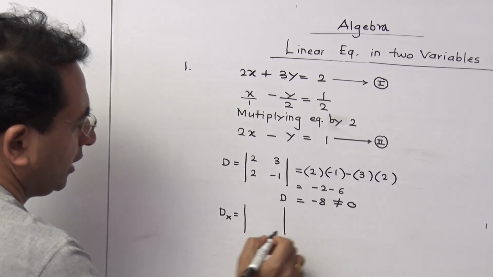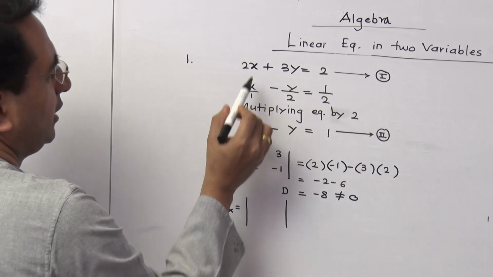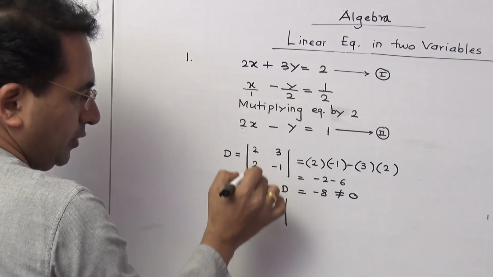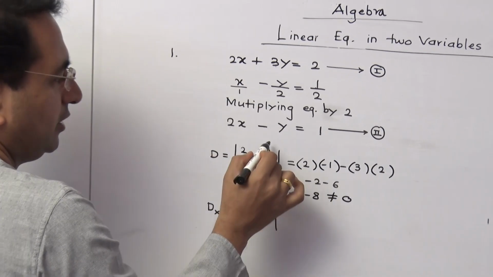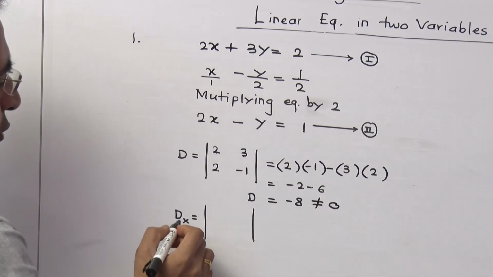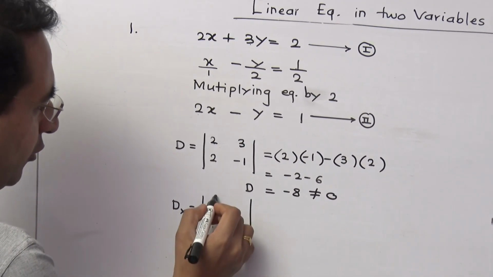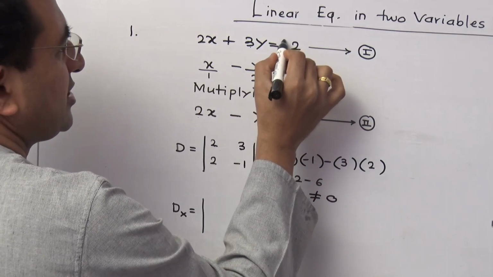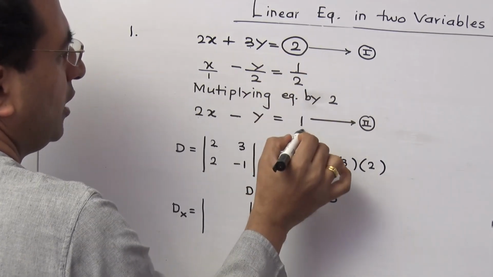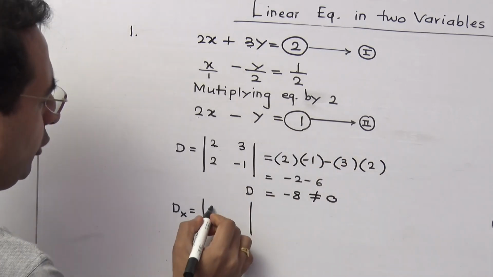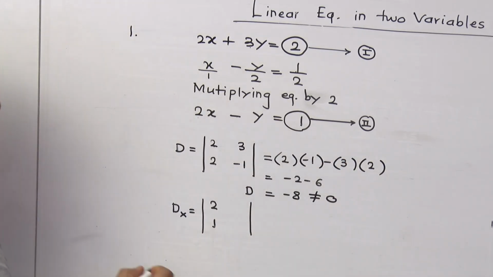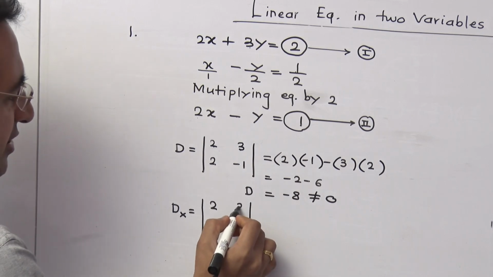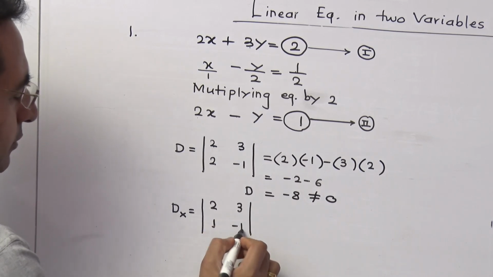Now remember one thing, how these things are calculated. See, this column is reserved for x, this is for y. Now when you write dx, this column for x will be replaced by the answers. Now these are the answers in a standard equation, 2 and 1. So I am writing 2 and 1 here. The y column will remain as it is, 3 and minus 1.